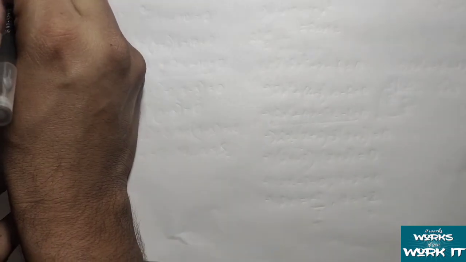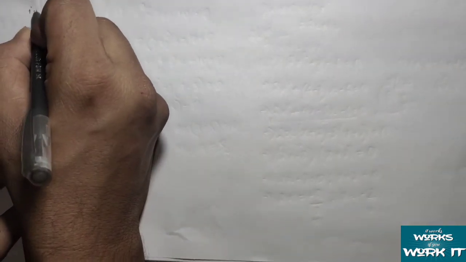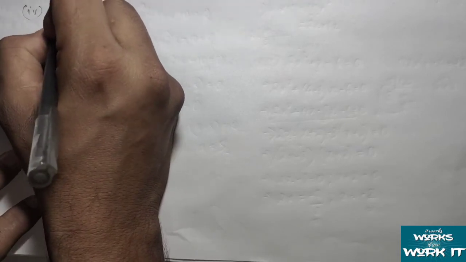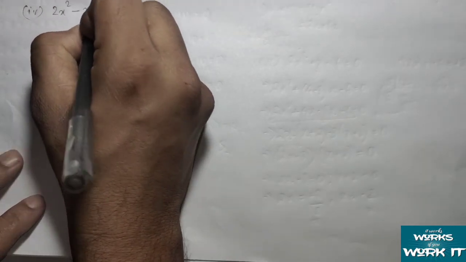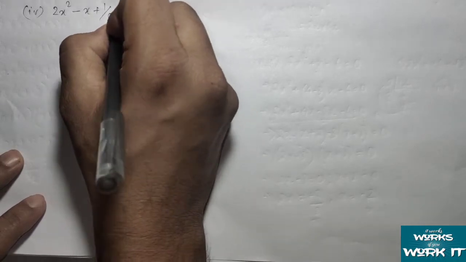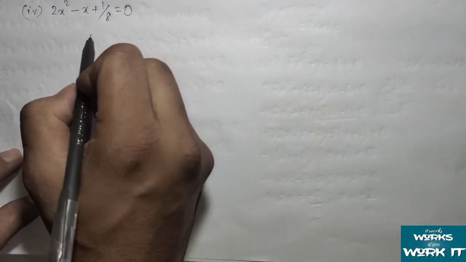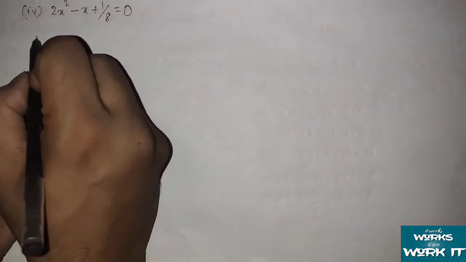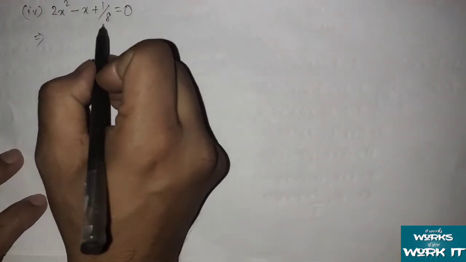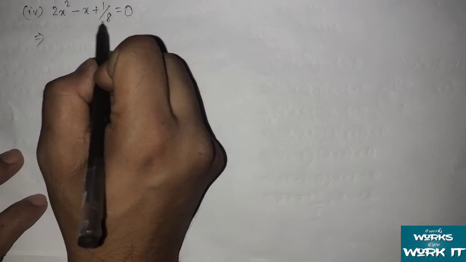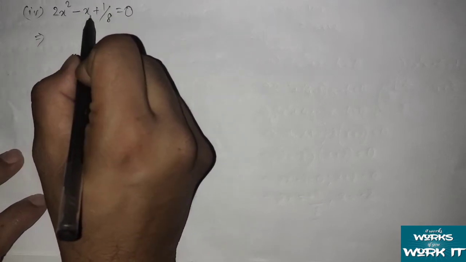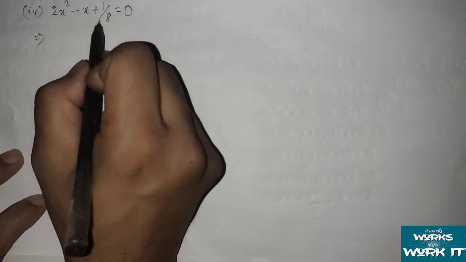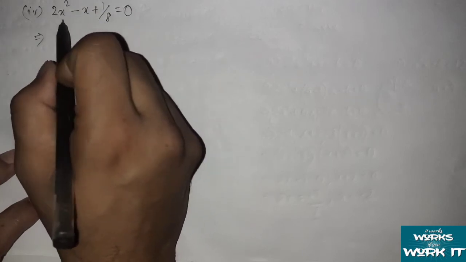So last example we can take here, that will be 4, that is 2x square minus x plus 1 by 8 equal to 0. So what we will do, first we will make a standard form out of it. So we can multiply this 8 to both these terms, because in the denominator of these two terms, the denominator is only 1, so directly we can multiply this 8 here.